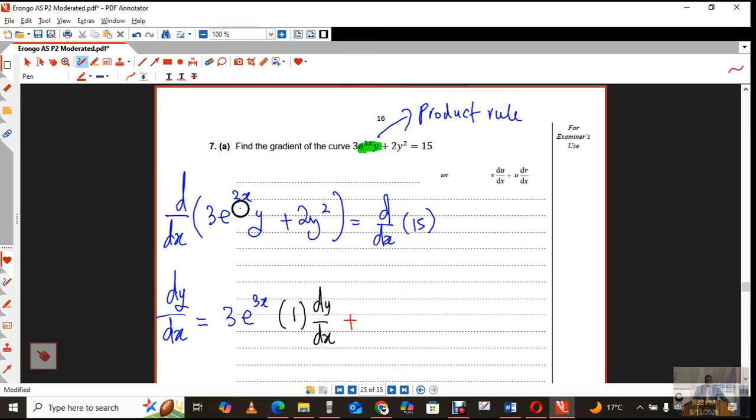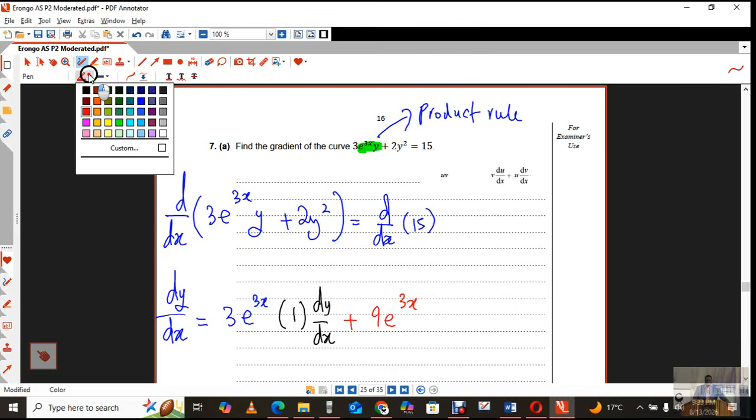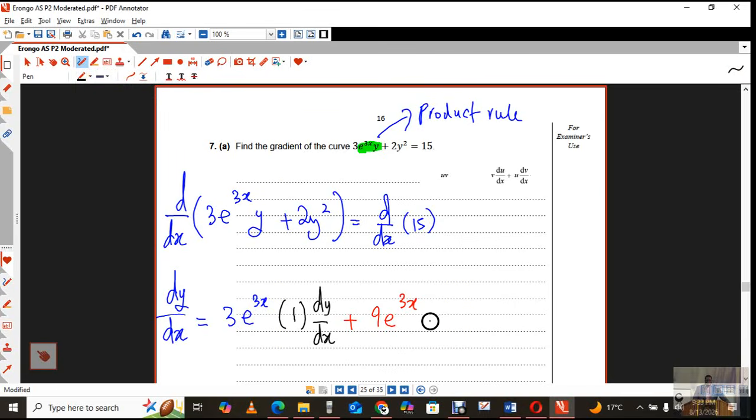now differentiate the first, and the way we differentiate the first is obviously you will be multiplying 3 times 3, which is 9. Then you have e to the 3x, that's how you differentiate that. And then obviously you are going to keep the second one, which is the y. That makes sense, right? And then plus the derivative of 2y squared is 4y, but you have to attach dy dx, and that is equal to 0. The derivative of 15 is equal to 0.